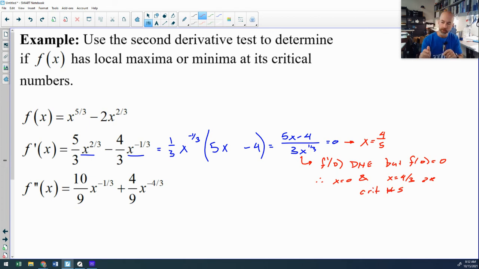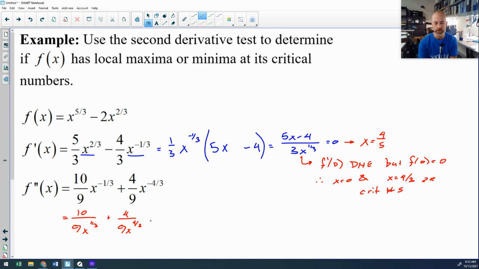Which means I'm going to take those two critical numbers, and to determine if I have a local max or a min, I plug those into my second derivative to determine if my second derivative is positive or negative. And what I'm going to do here with my second derivative, I'm going to rewrite it with positive exponents. That's going to be 10 over 9 x to the 1/3 plus 4 over 9 x to the 4/3. And I'm not factoring this one because I don't need to set it equal to 0 and solve or anything like that. I just need to plug my critical numbers in.